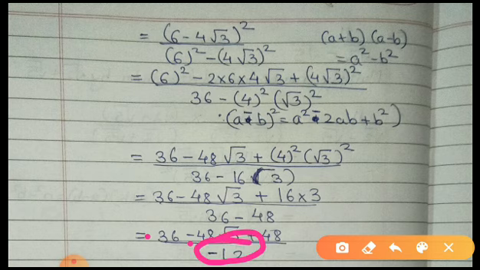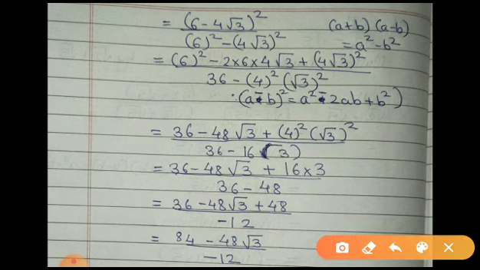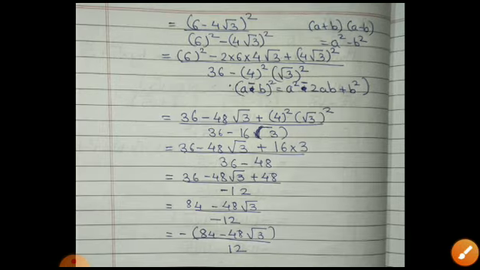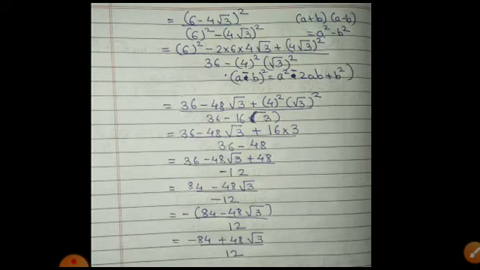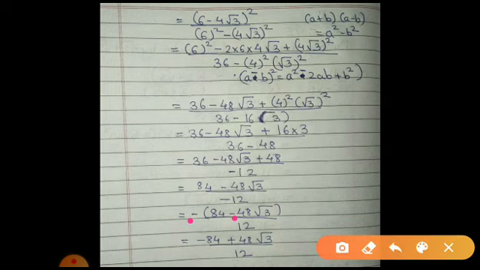Again what? The denominator is negative. Give that negative to the numerator. Okay. Before that, I can add 36 and 48 since they are like terms. So add it and you will get 84 minus 48 root 3 by minus 12. So I'll give the minus sign to the numerator and I'll get the answer as minus 84. Here it is minus, here also minus. So minus into minus becomes plus 48 root 3 by 12.